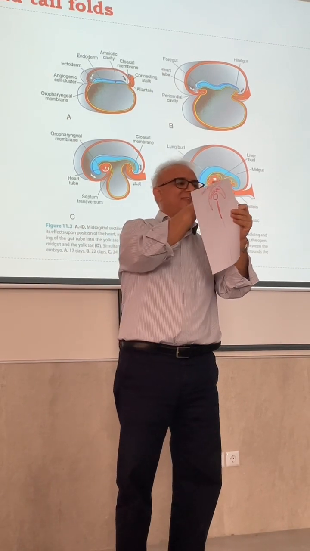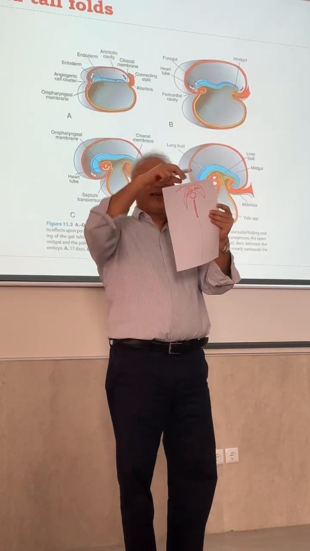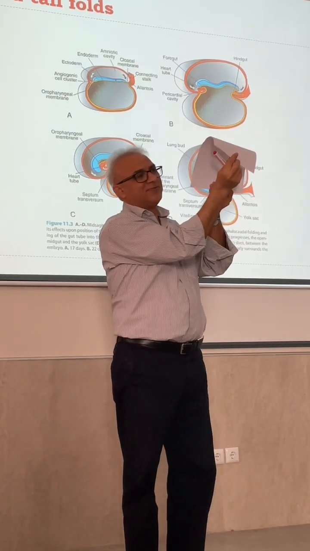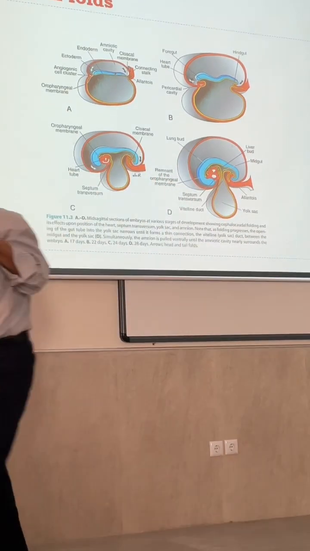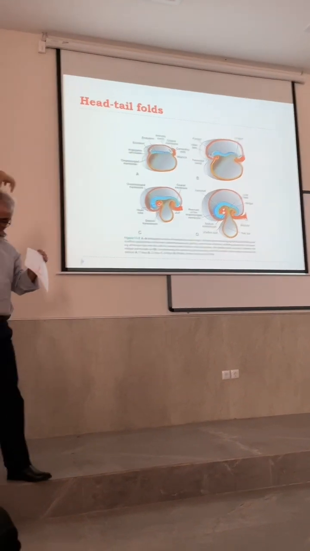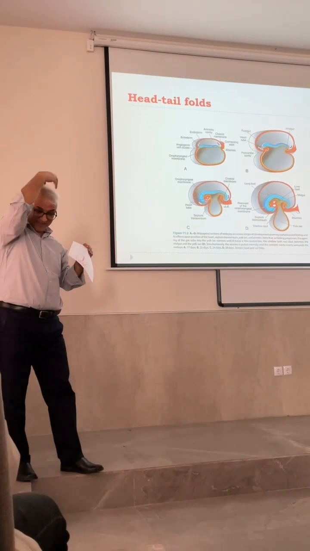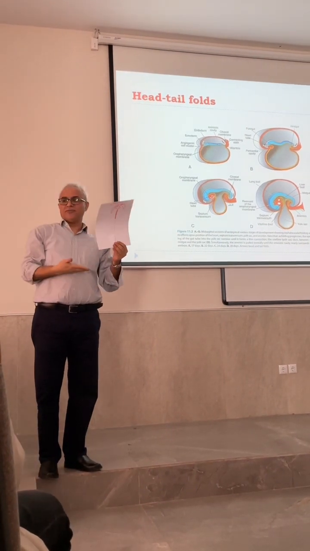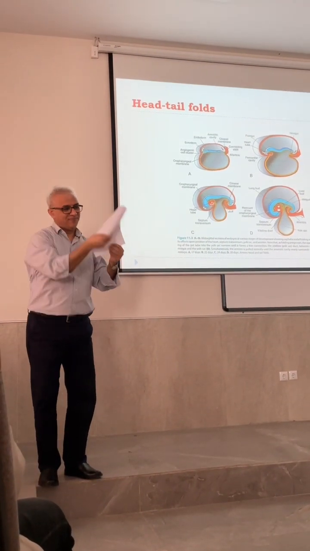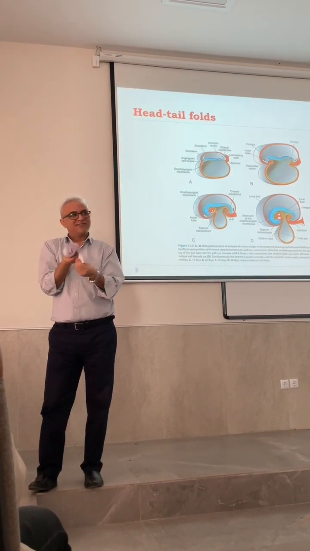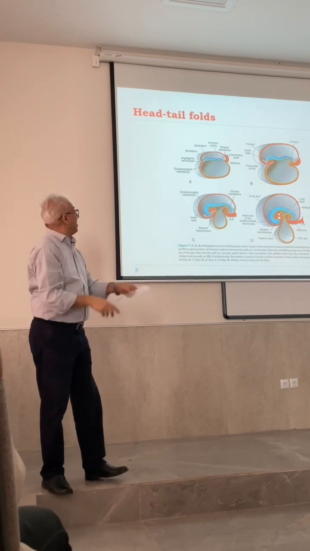Yes. We have folding. What happened? At first look at here, the heart is in this part. And the septum transversum wants to become the diaphragm. Here, above. Got it? We will look at the lower part.